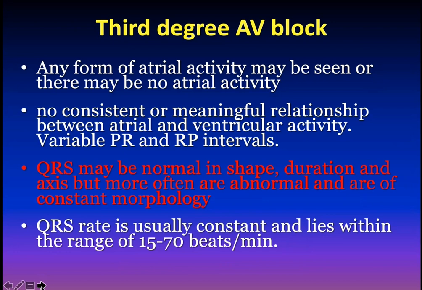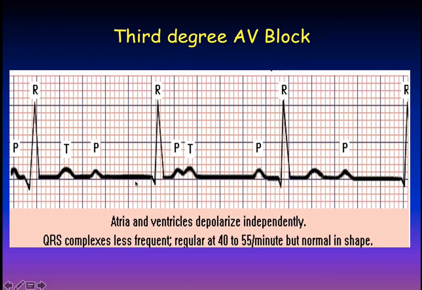Okay. Next, third degree AV block. So usually the key here is you will note that the heart rate is 15 to 70 beats per minute and the shape of the QRS is usually constant, often abnormal but of constant morphology, and there are a lot of P waves in one cycle. So in this example you will note that there is a P wave here, there is a P wave here, sometimes from R to R there are two P waves, and the heart rate is usually 40 to 50 beats per minute. So usually they are bradycardic, so we call it the third degree AV block.